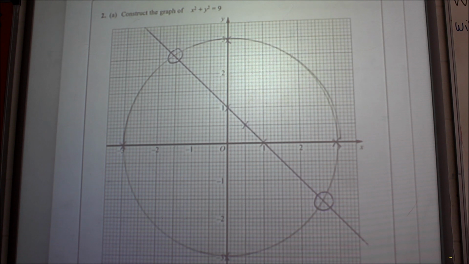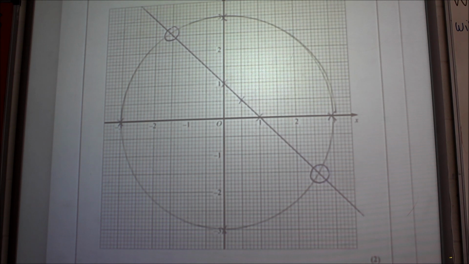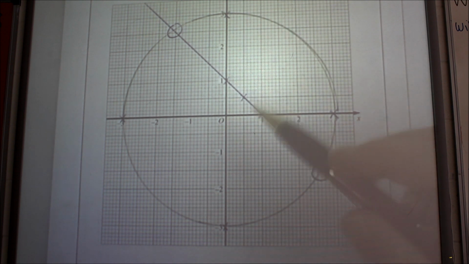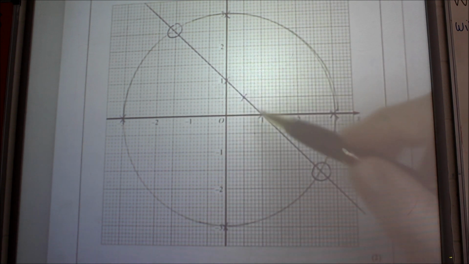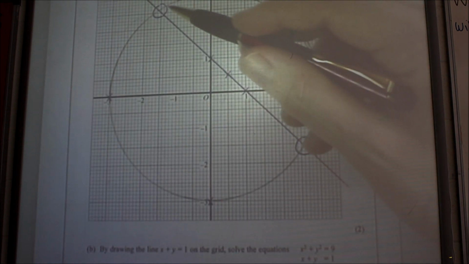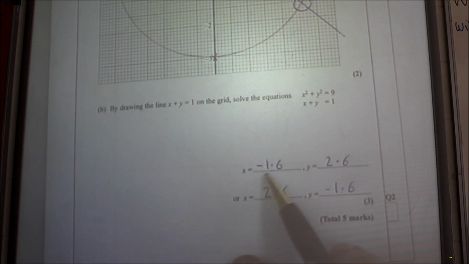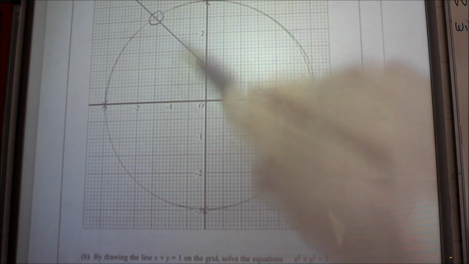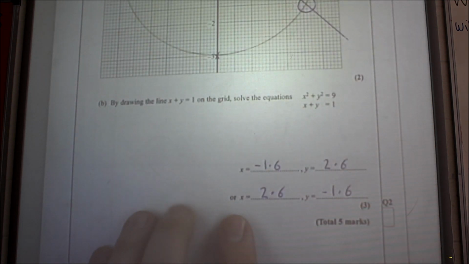On the bottom, by drawing the line x add y equals 1 on the grid, solve the equation. So the line x add y equals 1, wherever you plot a point, they must add up to 1. So the obvious ones to do are 0, 1 and 1, 0 and 0, 1, and just draw a line going through them and circle where they cross along there. And the points to the next one are x is minus 1.6 or 2.6. So there's your x is 2.6 there, and minus 1.6 is along there, and y is there and there. So that's your answers to that one.